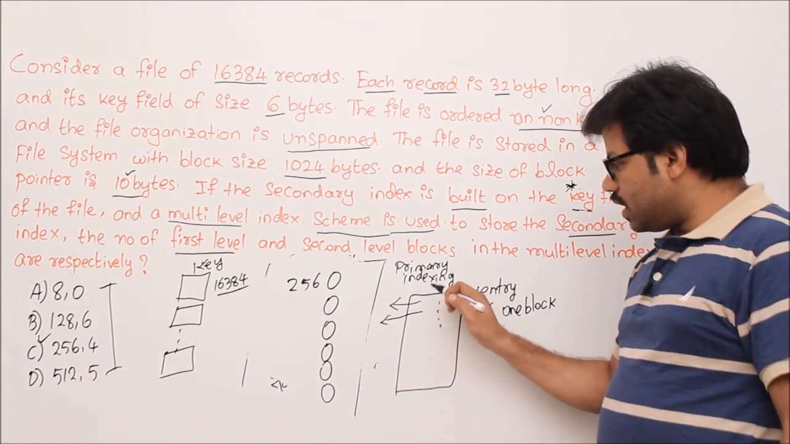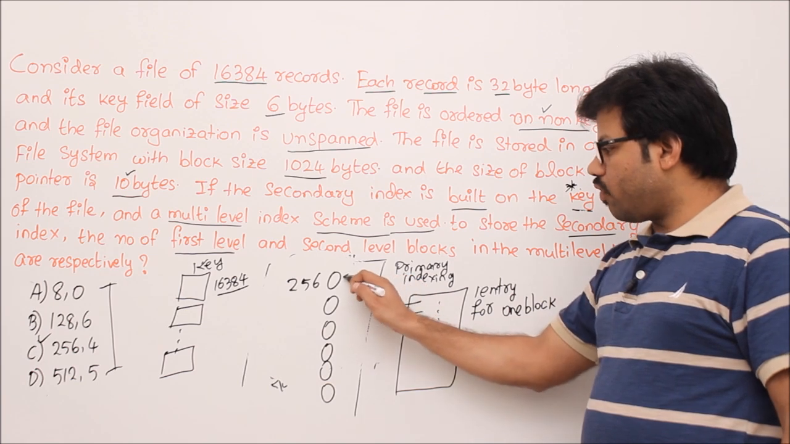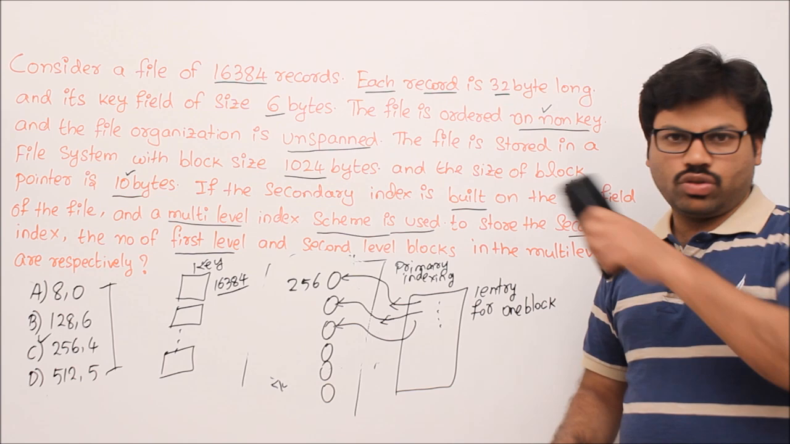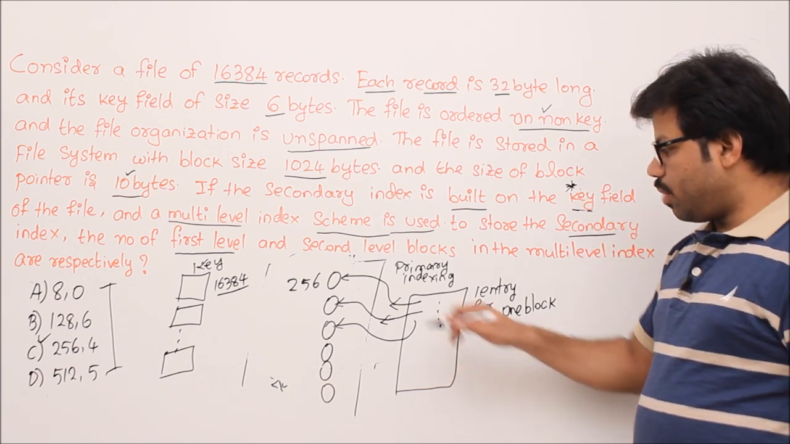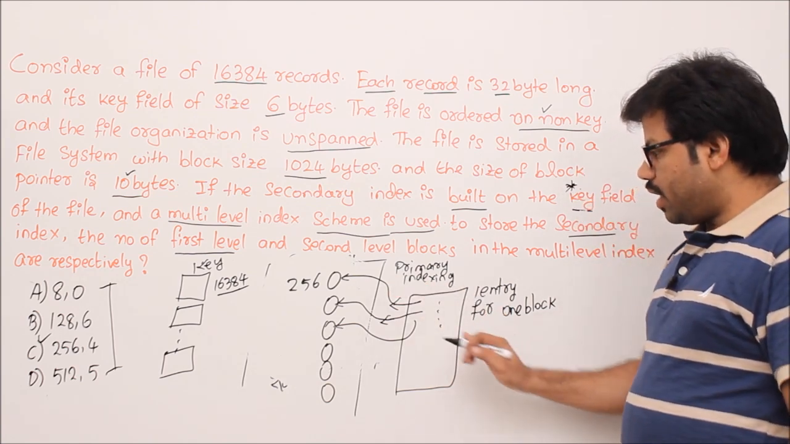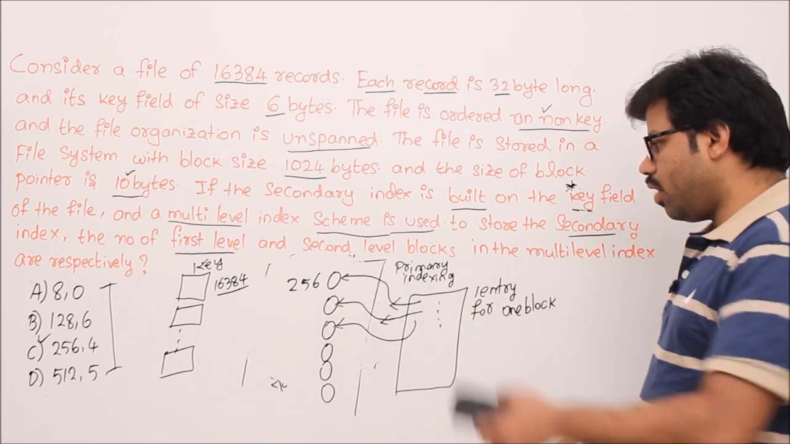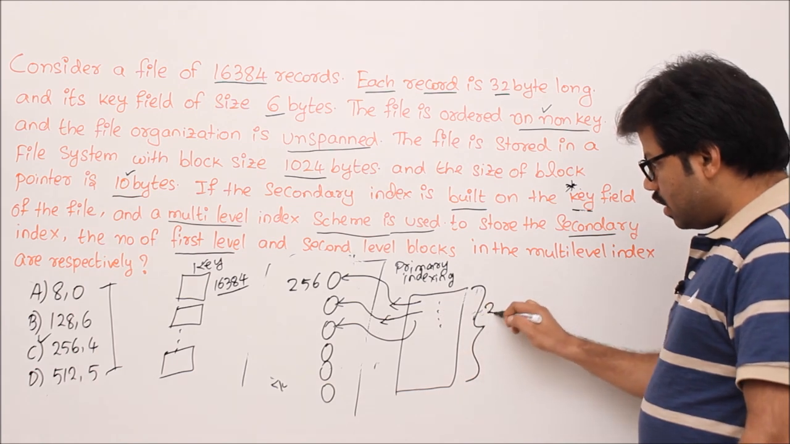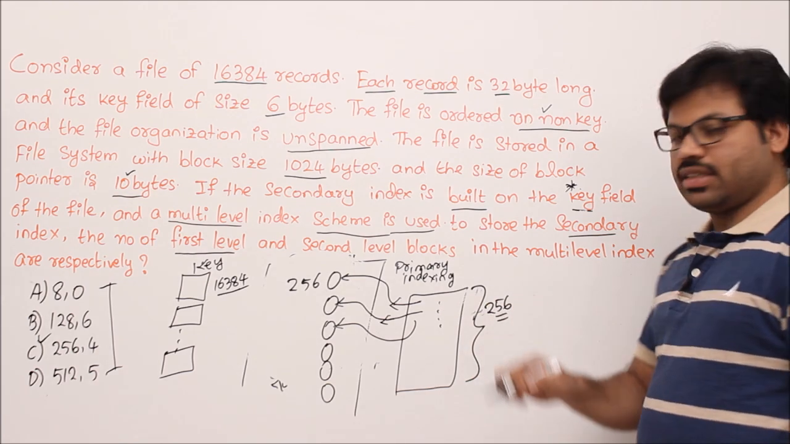So we know that since it is primary indexing, for every block we maintain a pointer, correct? Please recall primary indexing, otherwise go through those videos again. In primary indexing, one entry for one block. How many blocks do we have? 256. Then finally I got the number of entries in this primary indexing: 256 entries, right?